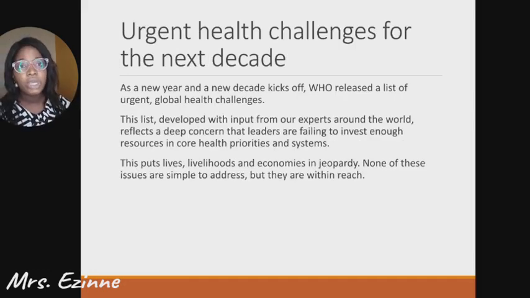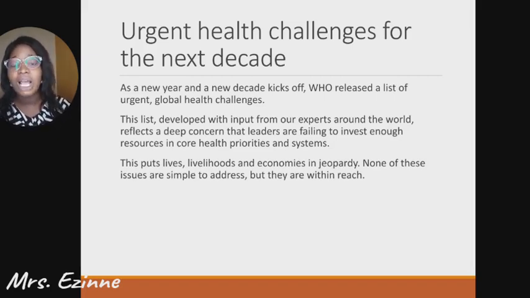So the WHO has listed urgent health challenges for the next decade, that's the next 10 years. Experts around the world came up with this list of the health challenges that we are facing or are going to face in the next decade. There are about 13 to 15 of them. And of course, they put our lives, livelihoods, and economies in jeopardy. None of these issues are simple to address, but they are within reach.